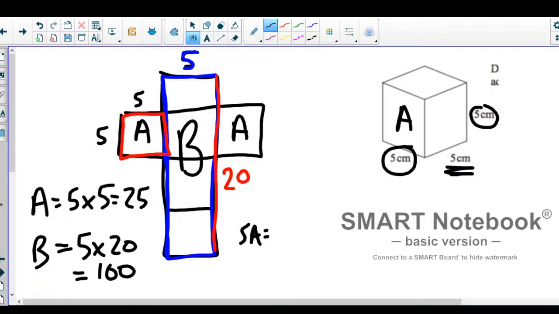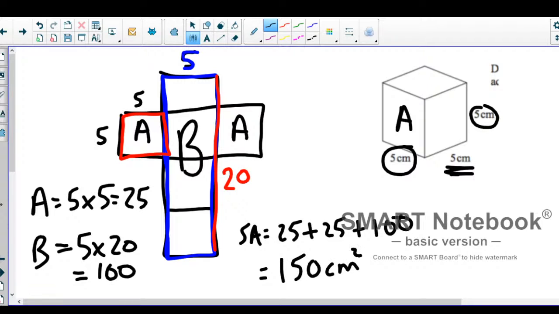So to get the surface area, SA, what I've got is 25, add 25, plus 100, which is 150 centimeters squared. So that's how I'm going to think of every prism question. So that's the first one done. Okay.